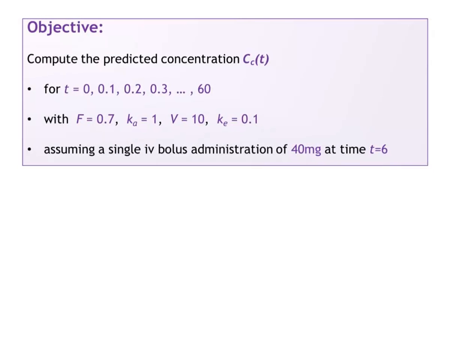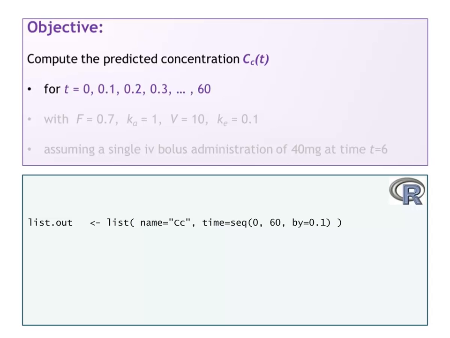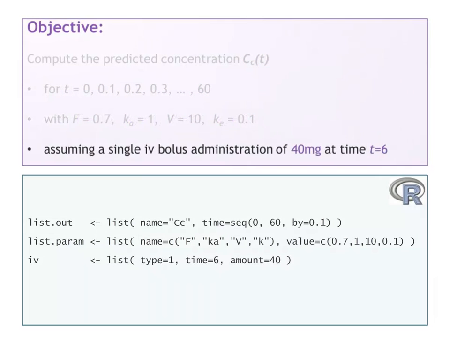Imagine, for instance, that we want to compute the concentration between time 0 and time 60 for a given set of PK parameters when a single bolus is administered at time 6. We will use R for implementing this design. Define first the output of the model. Define, then, the list of parameters and their values. The dose regimen needs also to be defined as a list.